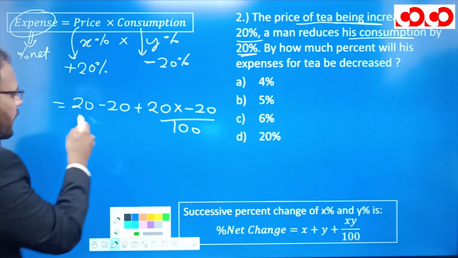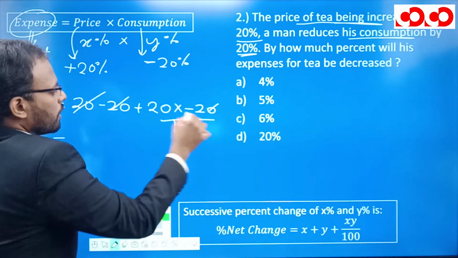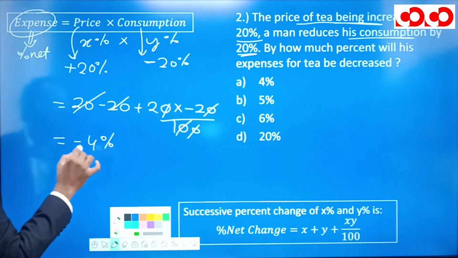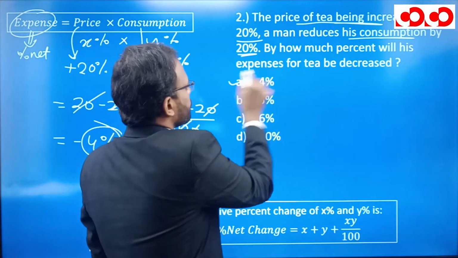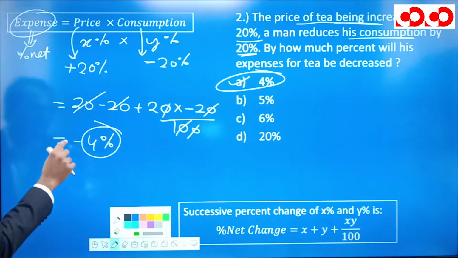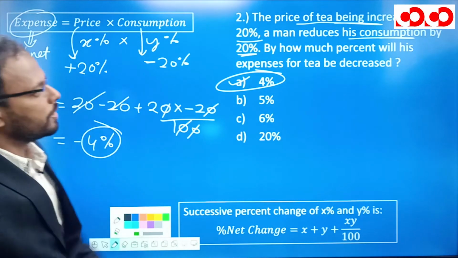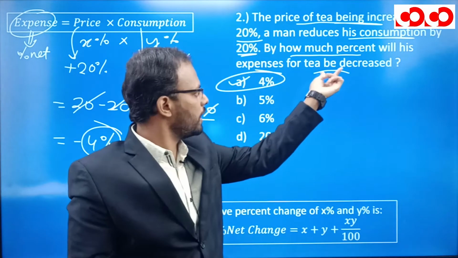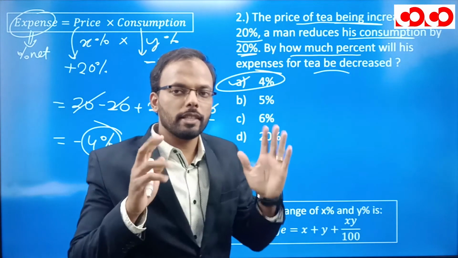You don't need to write this much. This 20 and 20 will get cancelled, and these two zeros will get cancelled by these two. So we are getting minus 4%, and minus 4 means it will get reduced by 4%. Minus means it is getting reduced, and by how much? By 4%. So it is asked how much percentage it will decrease, and the decrease is 4%. Decreased means minus and 4% is the magnitude.